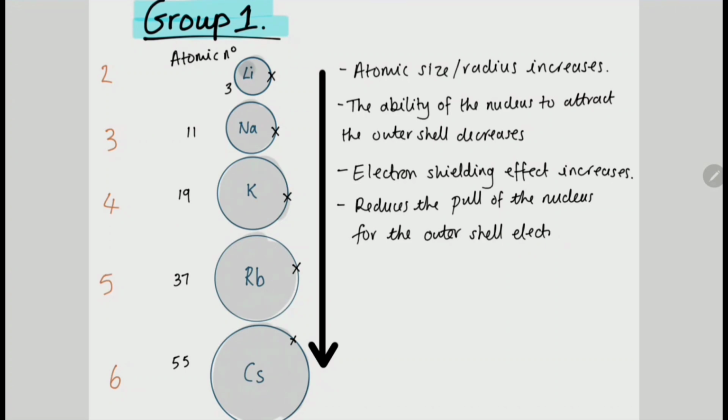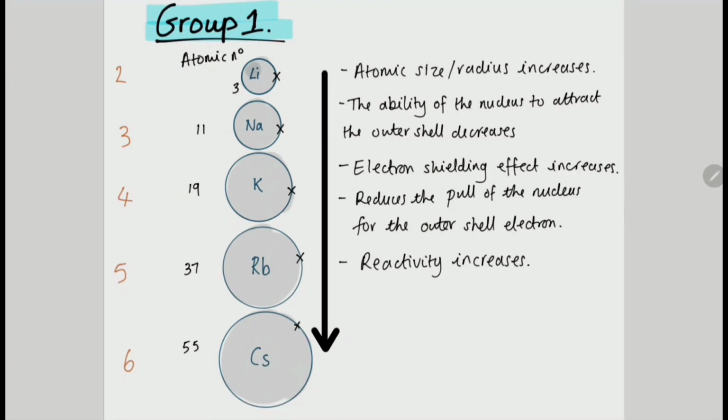So this reduces the pull of the nucleus for the outer shell electron, which means that the outer shell electron is less tightly held and therefore more easily lost, which means that the reactivity increases as you go down the group. That ion is much more easily formed. So for group 1 elements, the reactivity increases as we go down the group.